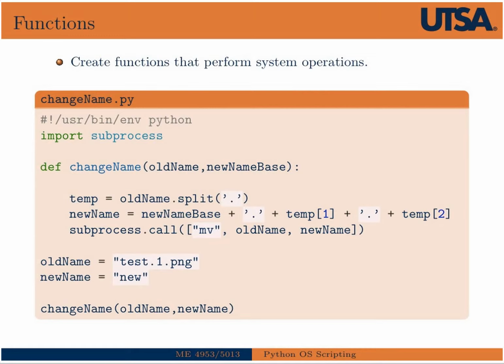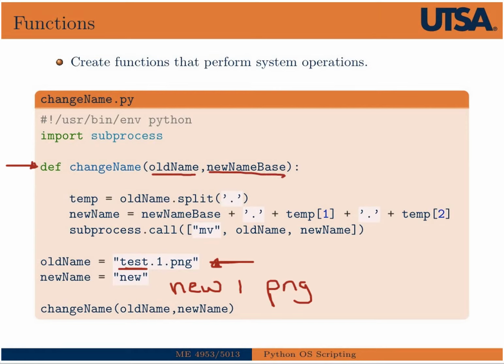And what this function actually does is it takes the base name of a file. Say in this case, if we had a file called test.1.png, and we wanted to make that into a file called new.1.png, then we'd run this function on it. So the function change name takes as an argument the old name and then the new base name.